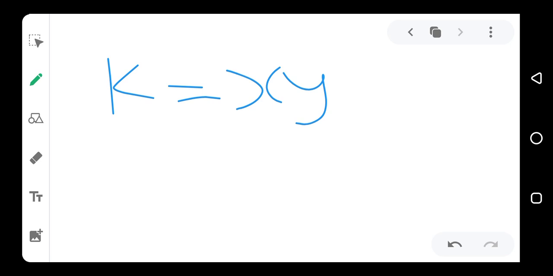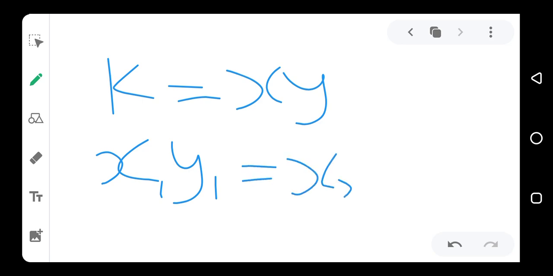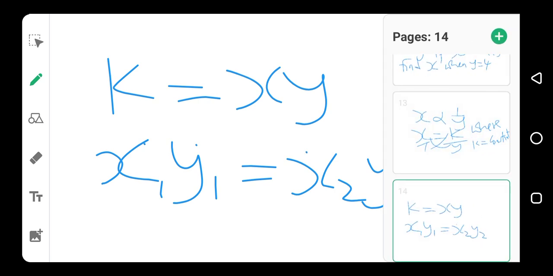Now, you say that x1, y1 is equal to x2, y2. The values for x1, y1, x2, and y2, you put everything in and look for the one that is missing, and then you find it.